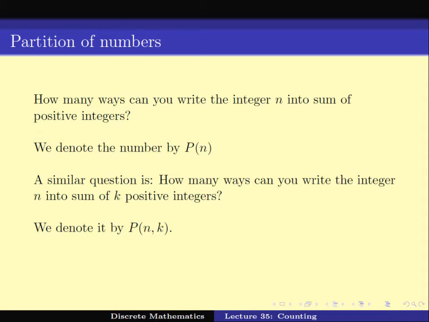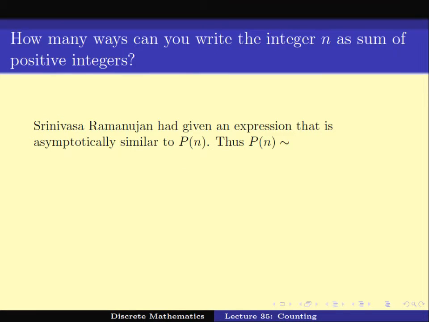And while we don't have an easy way of calculating P(n,k), Srinivasa Ramanujan came up with a formula that is very close to P(n,k). We call it asymptotically similar, and the formula is extremely complicated. I want to show you the formula, and this will help you to appreciate how hard the problem is of calculating the number of ways one can distribute n indistinguishable balls into k indistinguishable bins.